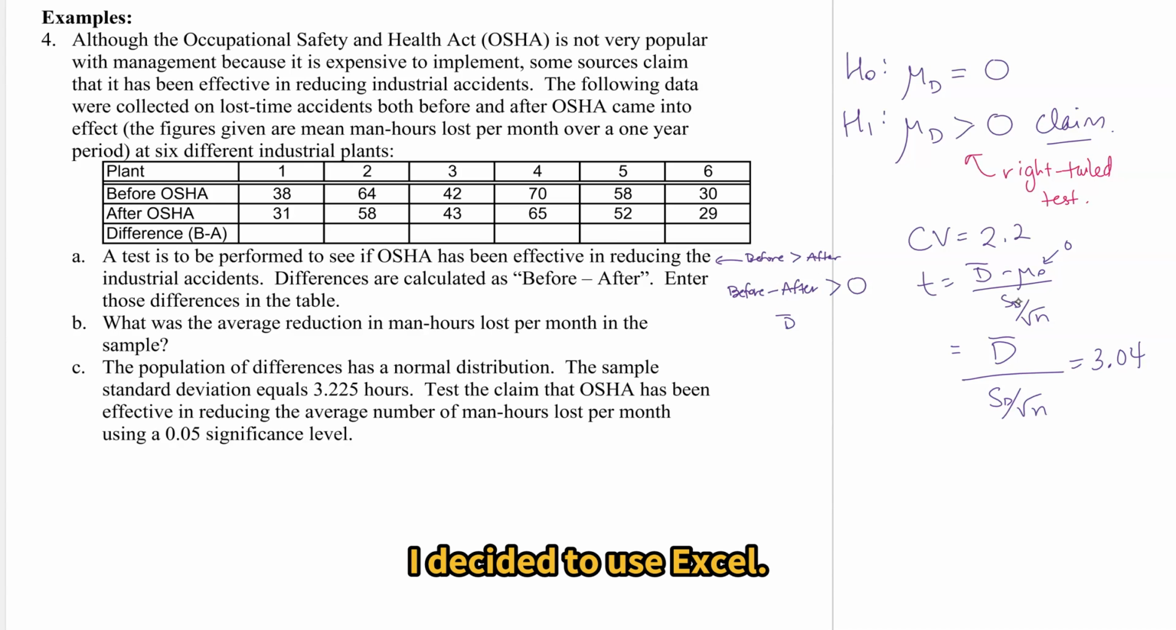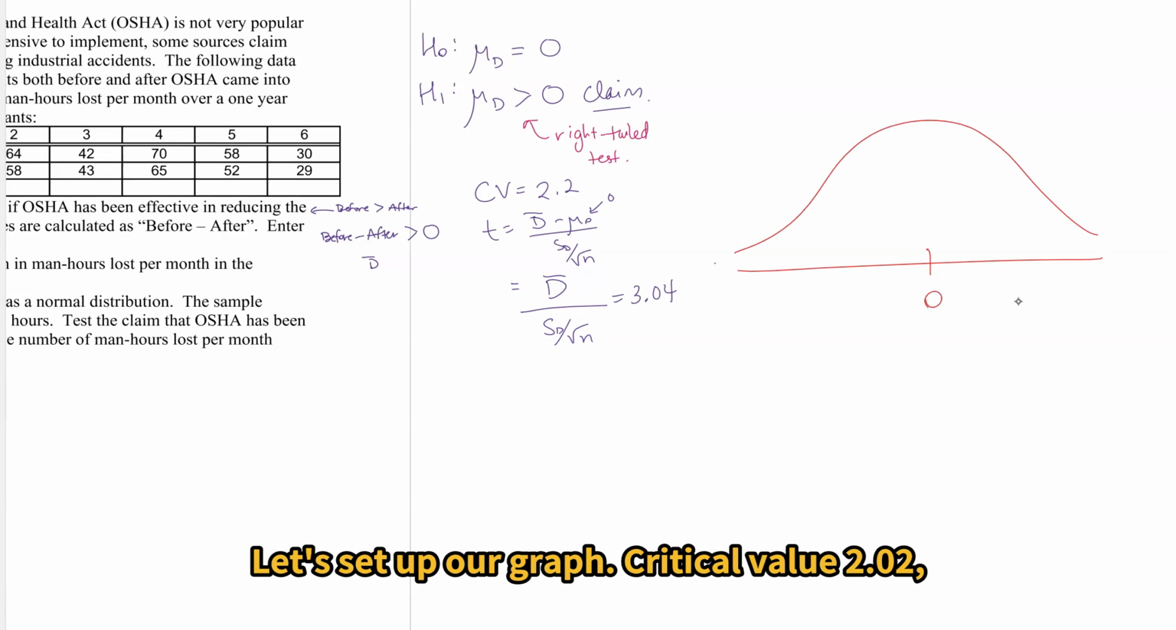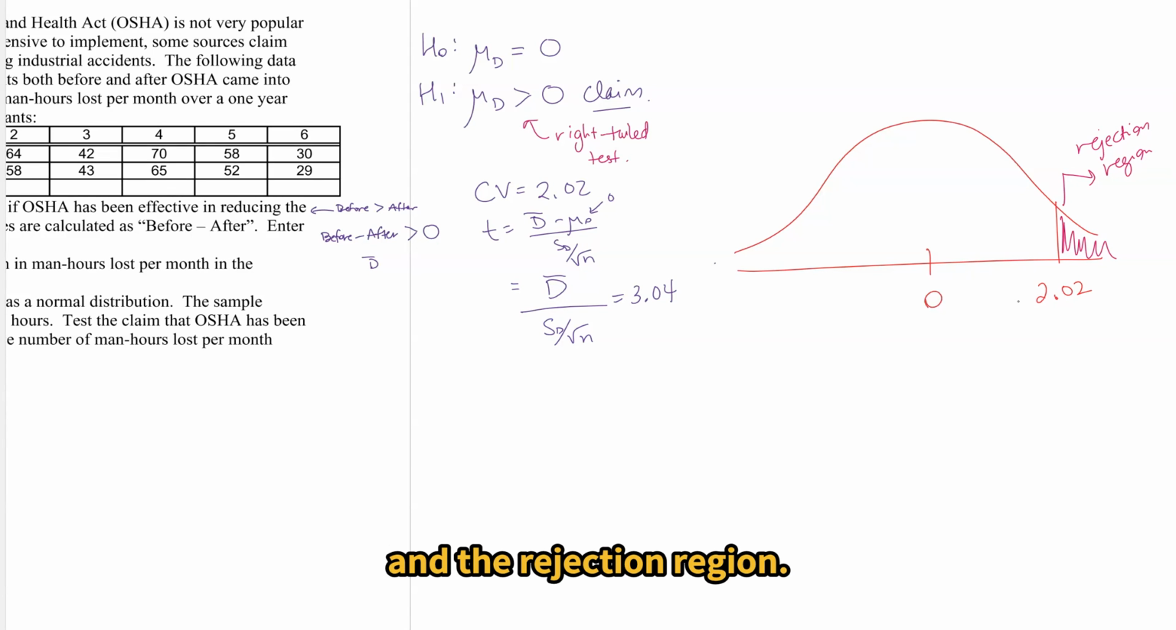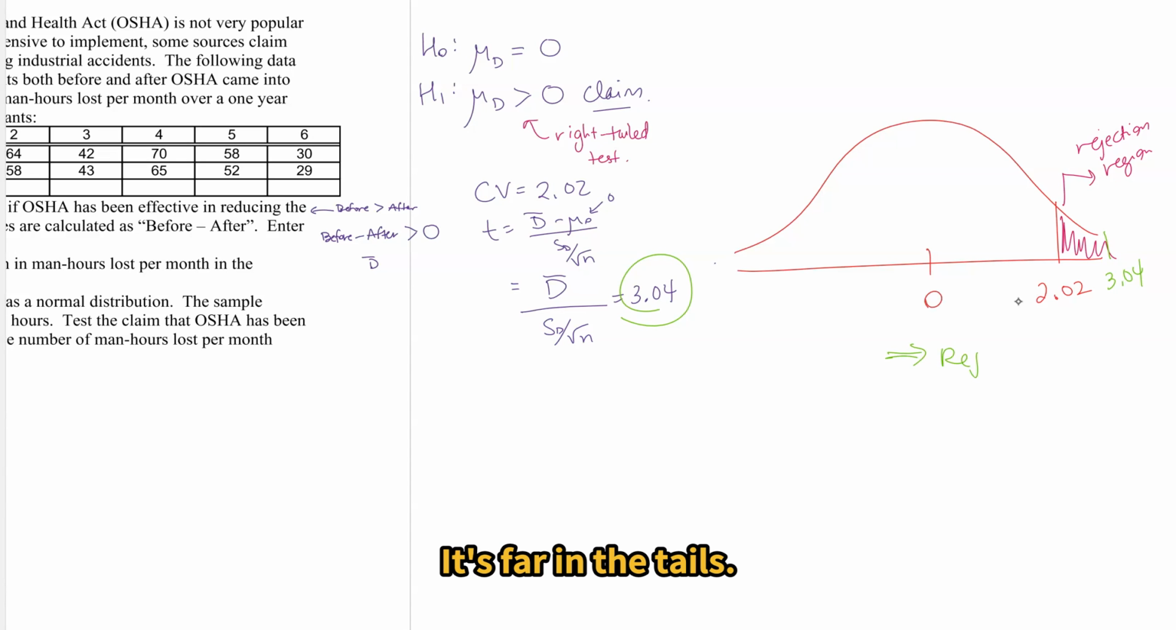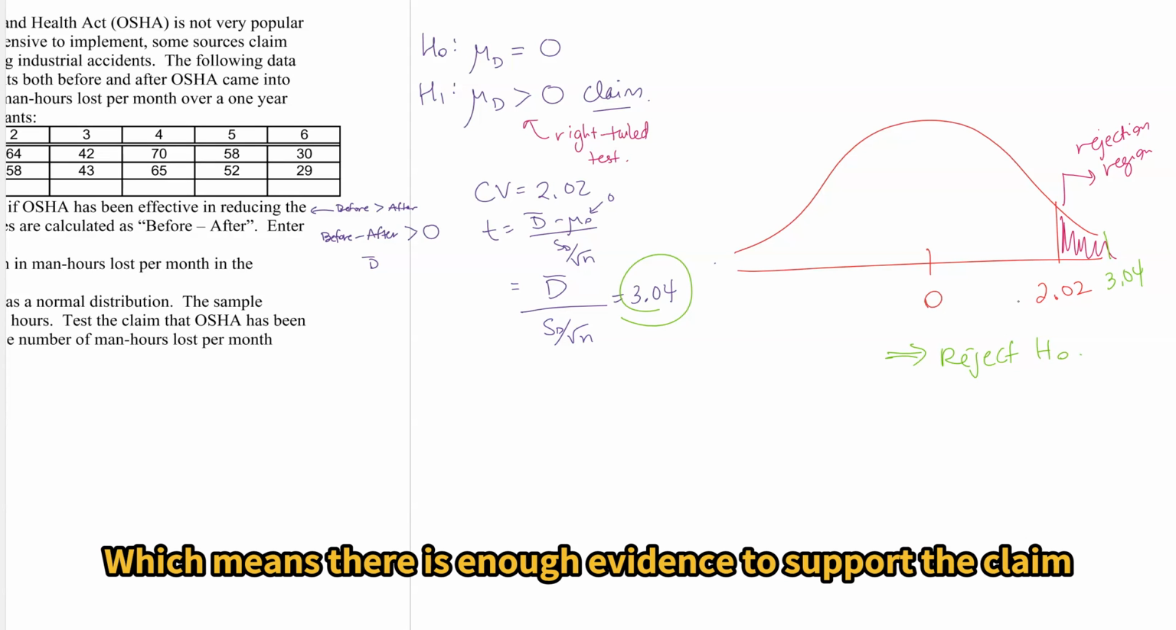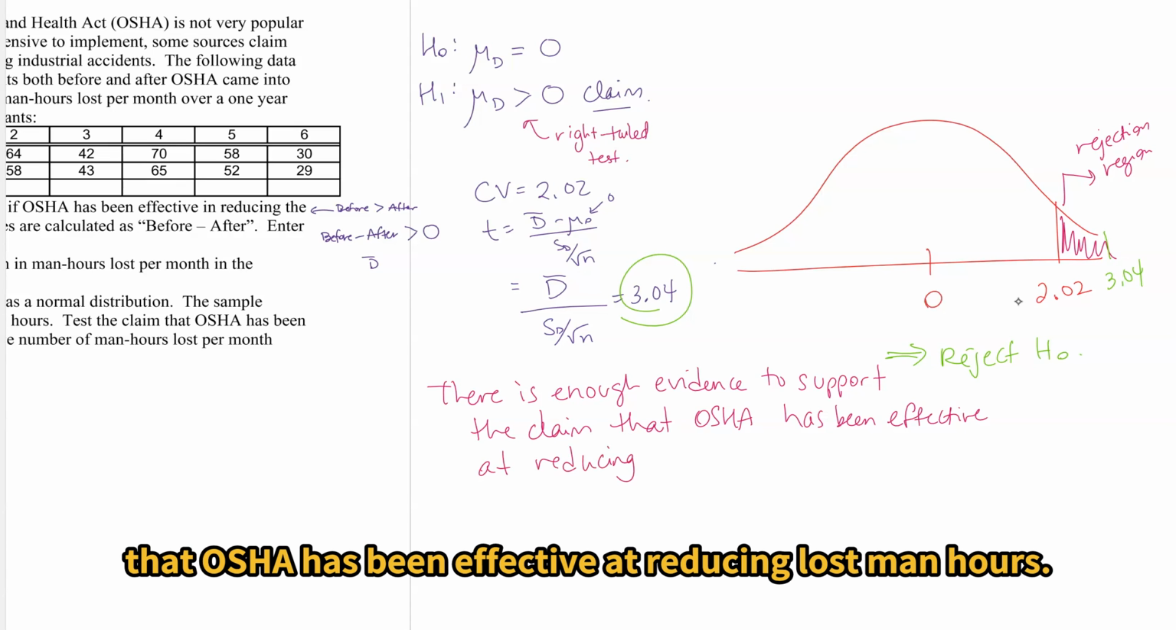Giving us a little bit more room, let's set up our graph. Critical value 2.02 and the rejection region. And then our value, test statistic 3.04. It's far in the tails. We would reject the null, which means there is enough evidence to support the claim that OSHA has been effective at reducing lost man hours.